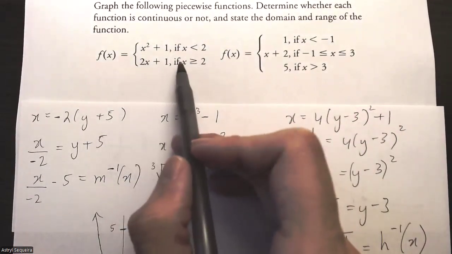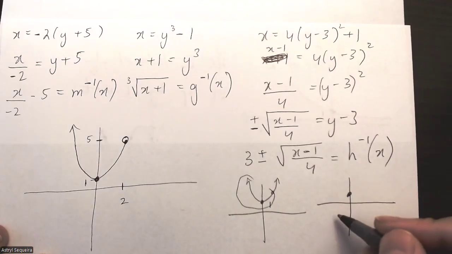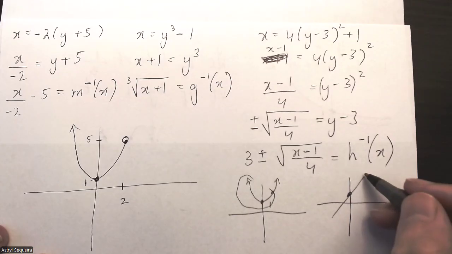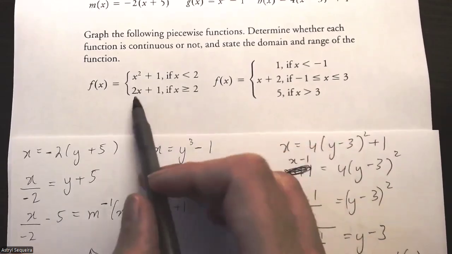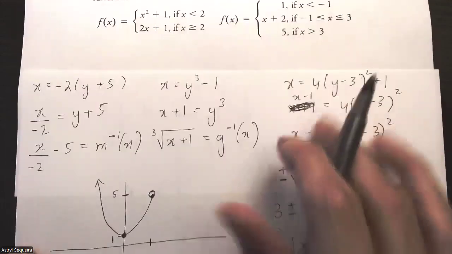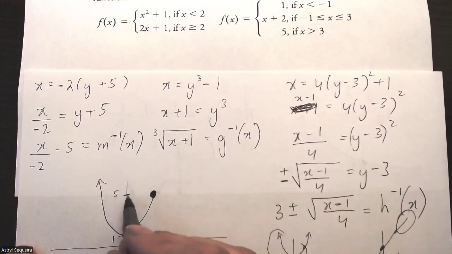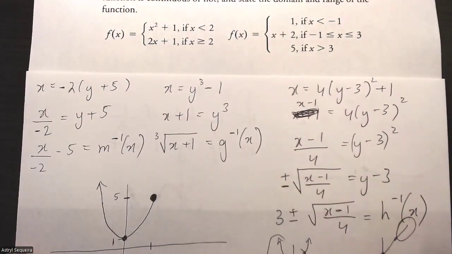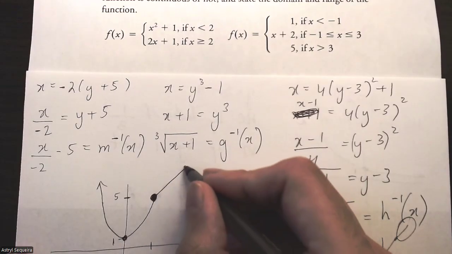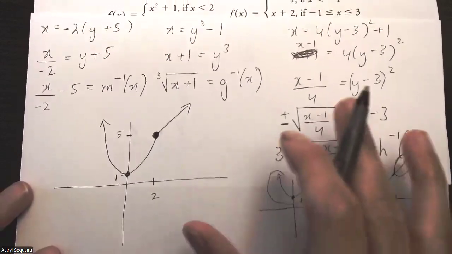Then for the second function, 2x plus 1, that's just a linear function. Y-intercept is 1, slope is positive 2. It just looks like that. And for this one, I'm just drawing the right side of the function. I'll start by subbing in 2 into this equation. 2 times 2 is 4 plus 1 is 5, which is the exact same spot. I'm going to fill it in because it's greater than or equal to in this case. Then I'm just going to draw that linear function over there, which goes like that. That's the graph of the function.